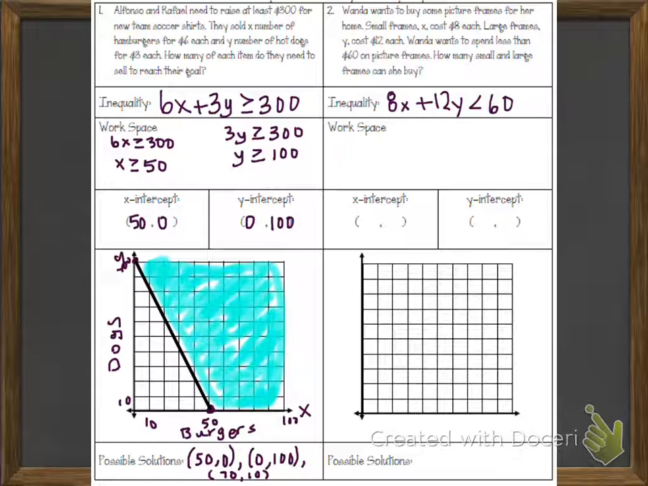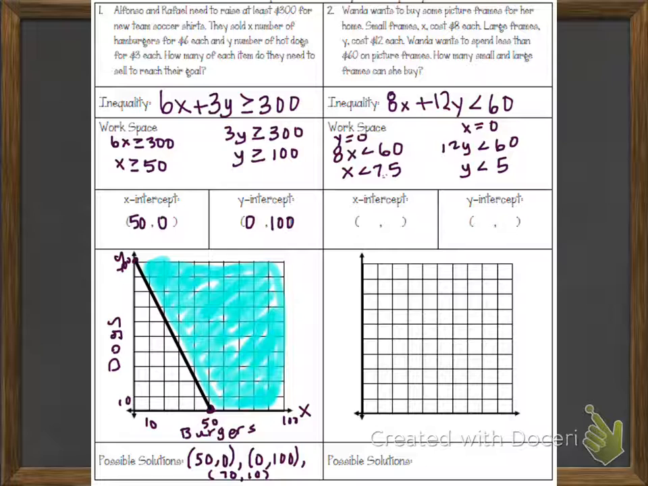Okay? So next, we need to find our intercepts. So remember, for our x-intercept, we're going to set y equal to 0 and solve for x. So that's going to leave us 8x is less than 60. So x is less than 7.5. Next, we need to find our y-intercept. So by definition, we know x has to equal 0. So we go ahead and plug that in for x. 8 times 0 is 0, so we're left with 12y is less than 60. We divide by 12 and find out y is less than 5.